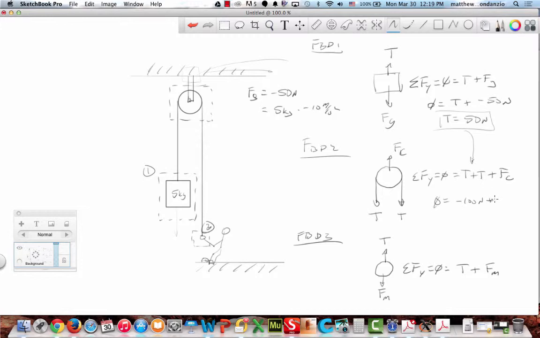Plus what? F of the ceiling. So F of my ceiling is equal to what? Positive 100. Now look at that. That's interesting. How much is the weight of my box? How much is the weight of my box?